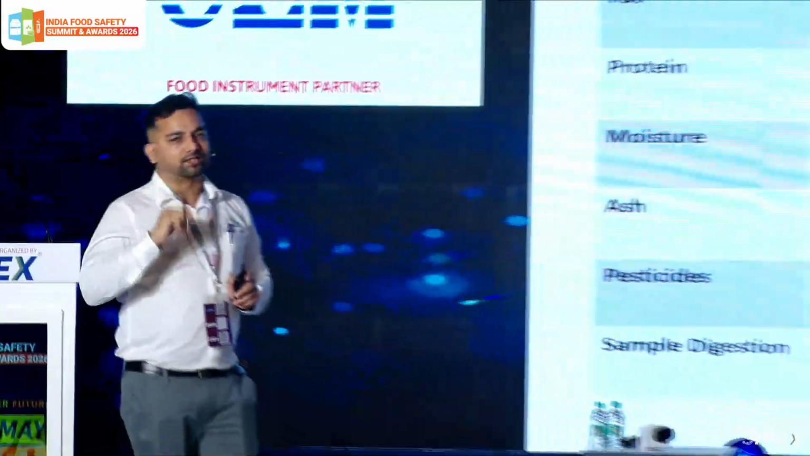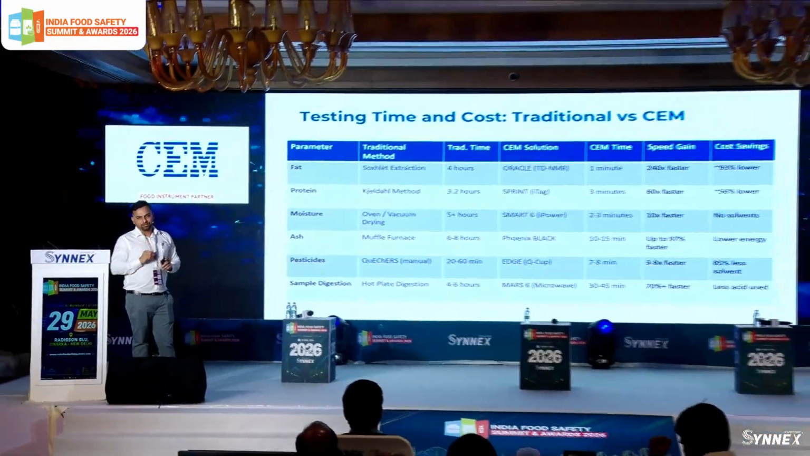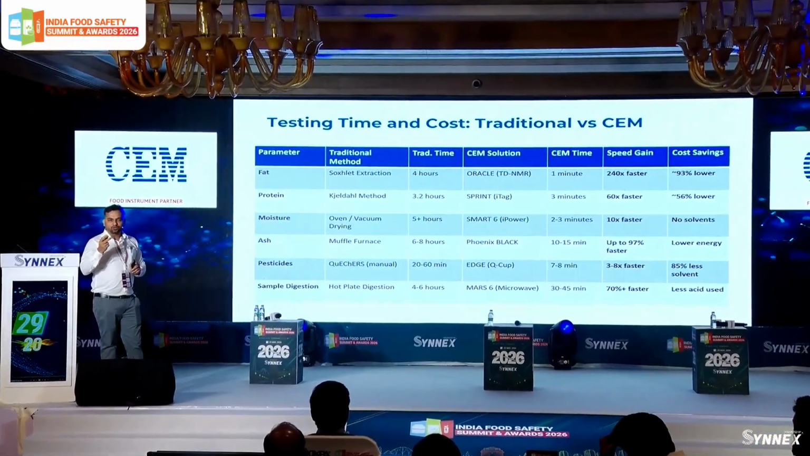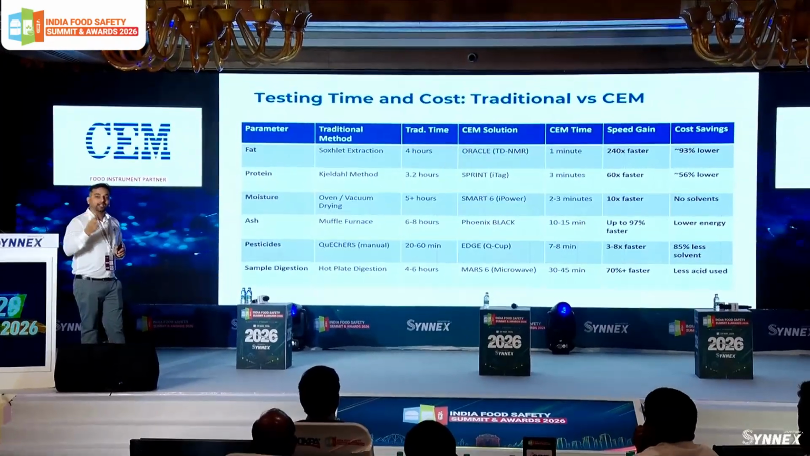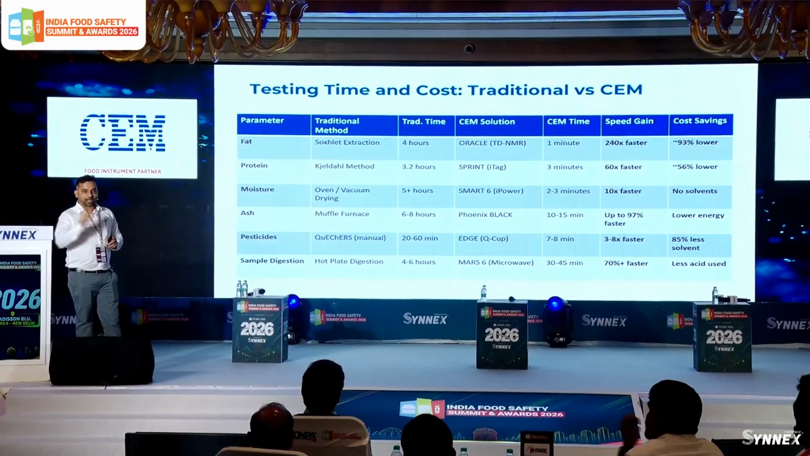Ashing: most of you are doing ashing analysis, and everybody would agree with me, you take 3 to 4 hours for one sample. But we have a microwave solution which will take only 15 minutes. How? We have a quartz crucible fiber, which gets cooled within 20 seconds. So there is no need to keep it in the desiccator, and you can directly weigh it.